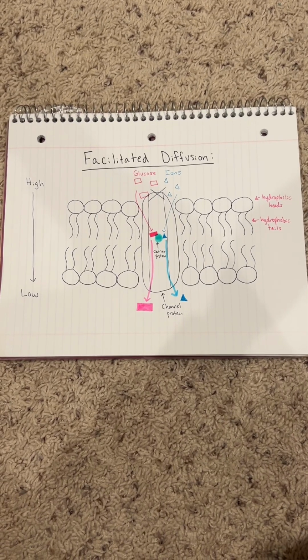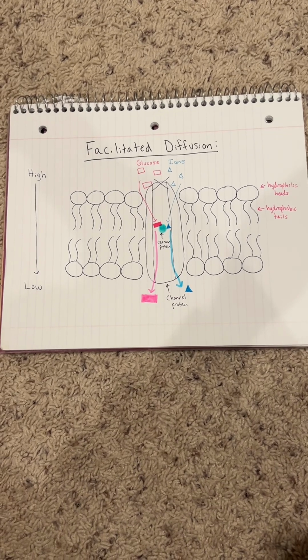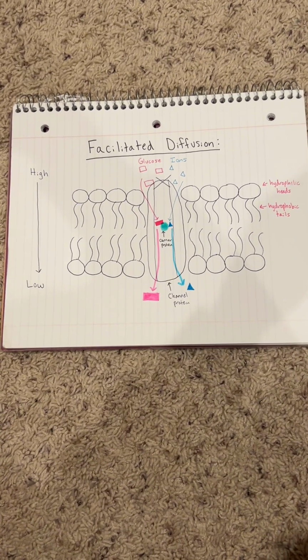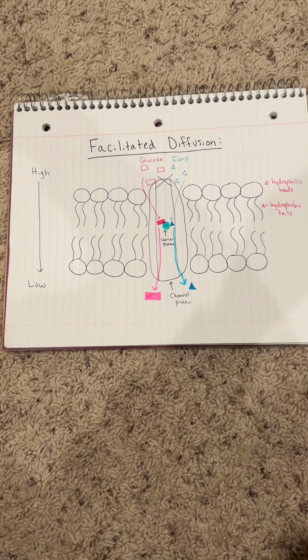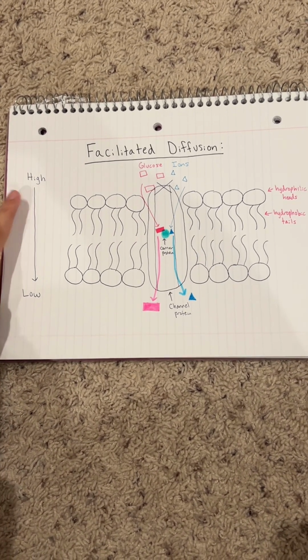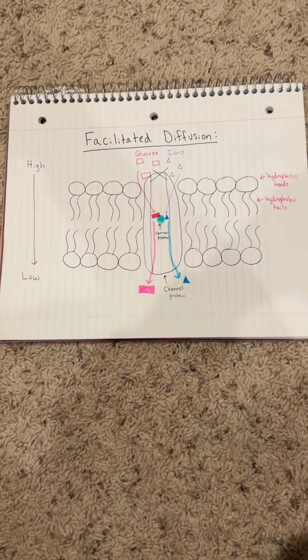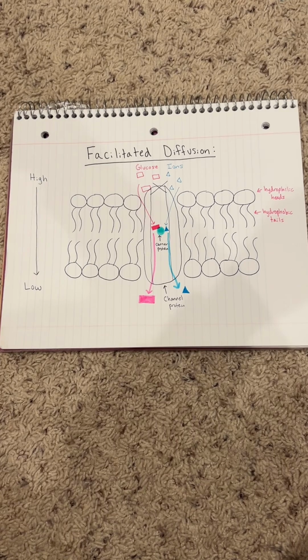Next, we have an example of facilitated diffusion. Facilitated diffusion is another type of passive transport. Similar to simple diffusion, facilitated diffusion is considered passive because it moves molecules from an area of high concentration to an area of low concentration, and the molecules are moving down their gradient. This means that they don't require any energy.